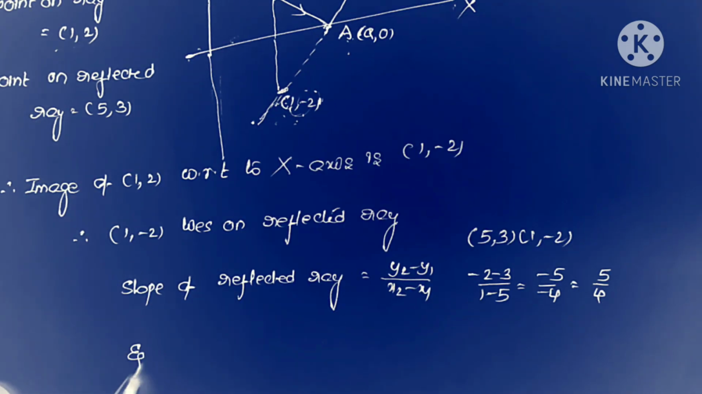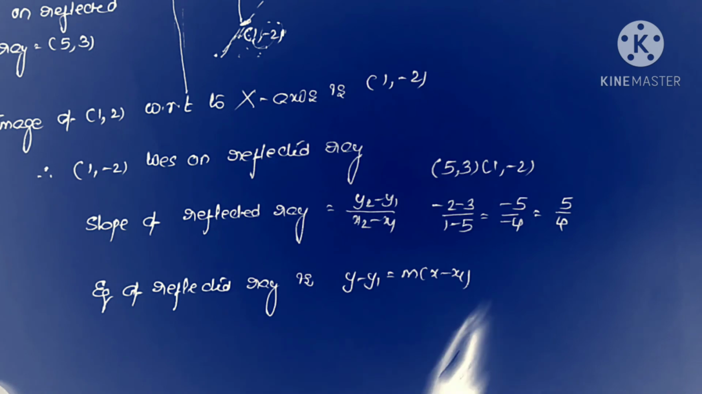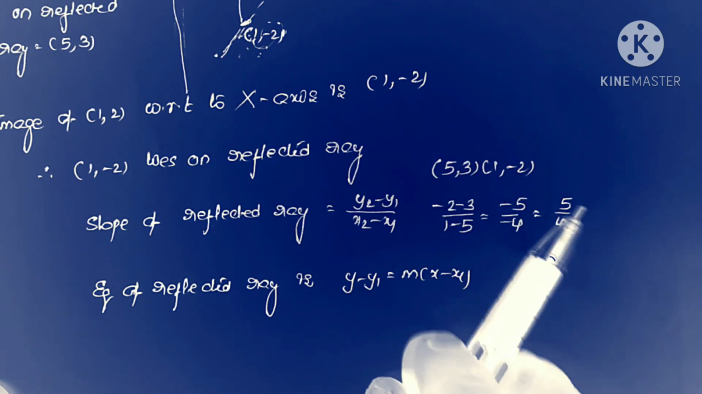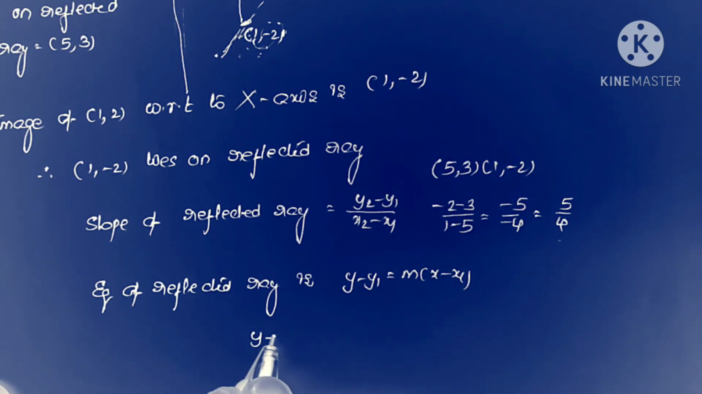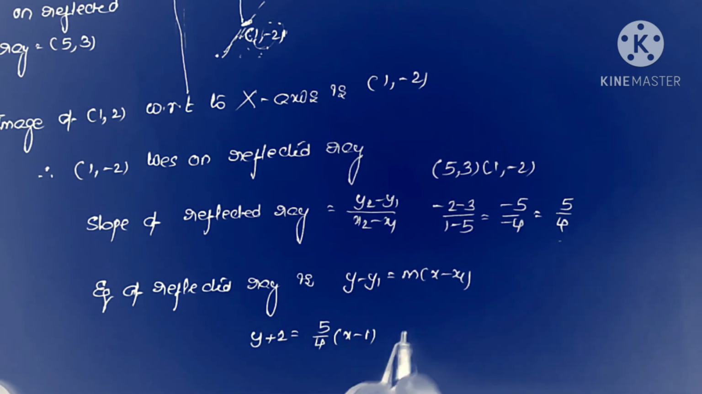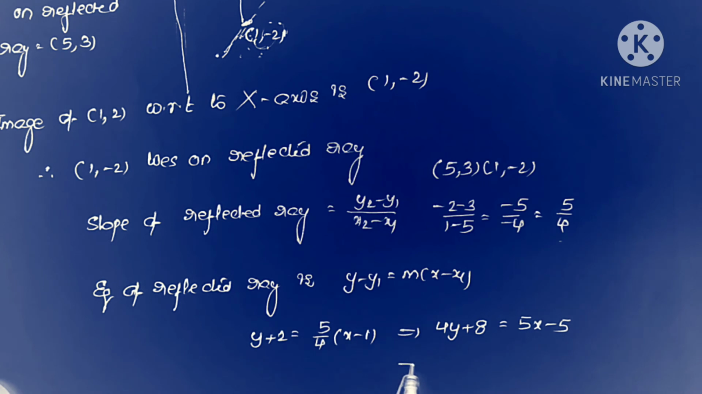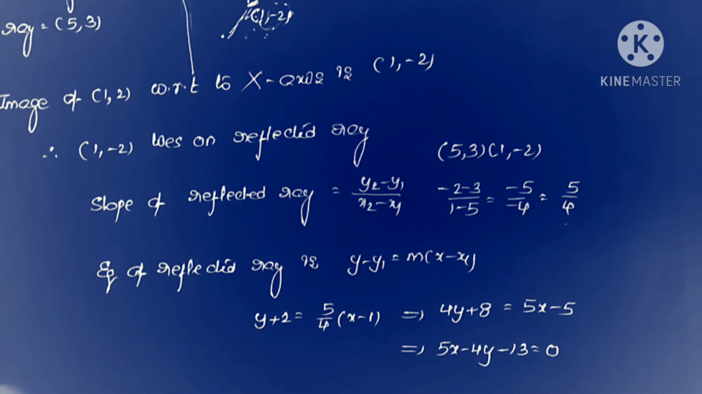Now what is the equation of the reflected ray? We use the formula y minus y1 is equal to m into x minus x1. Here x1, y1 means we take any of the 2 points, and m is equal to 5 by 4. That is y plus 2 is equal to 5 by 4 into x minus 1. Taking cross multiplication, 4y plus 8 is equal to 5x minus 5. That is 5x minus 4y minus 13 equal to 0. This is the equation of the reflected ray.